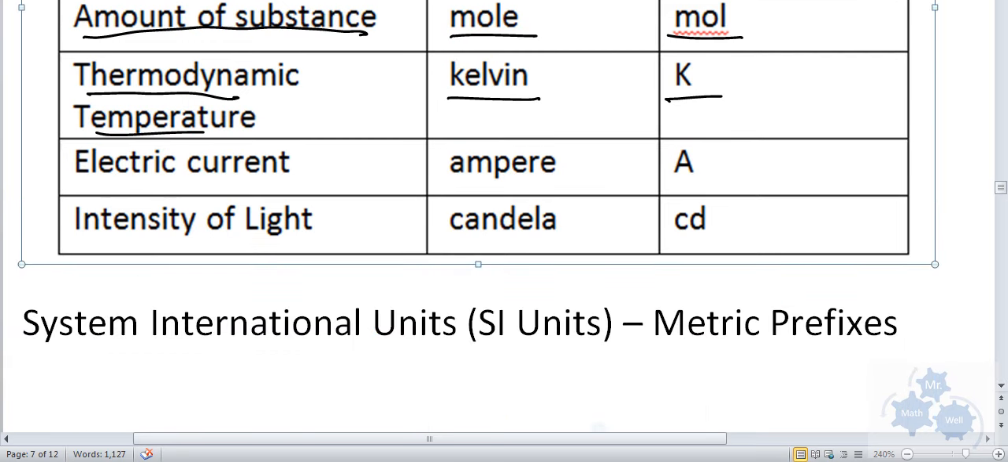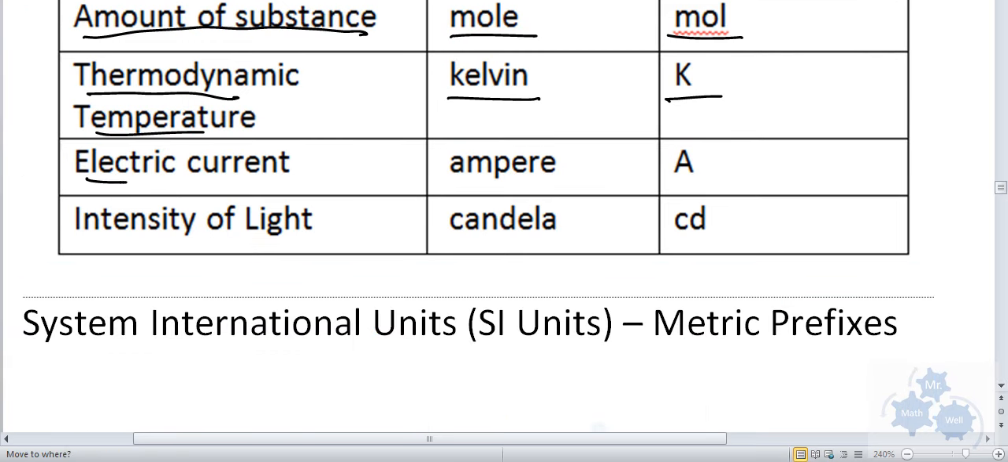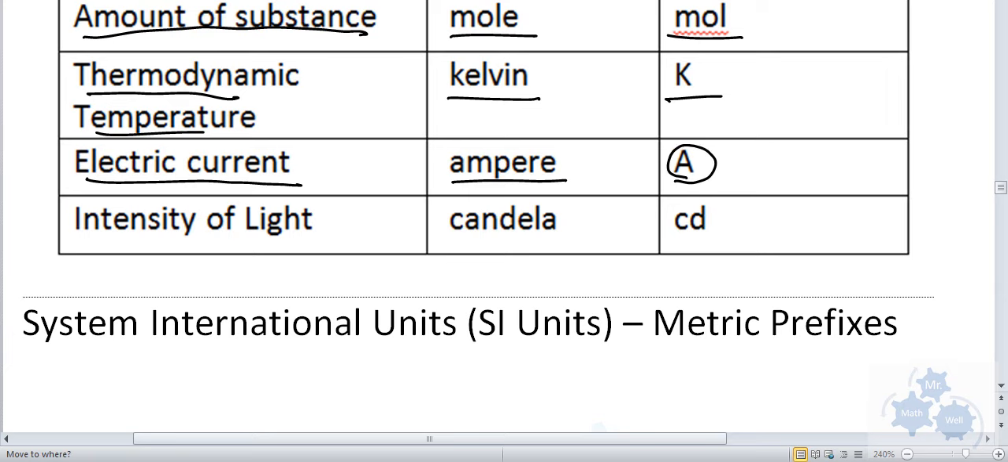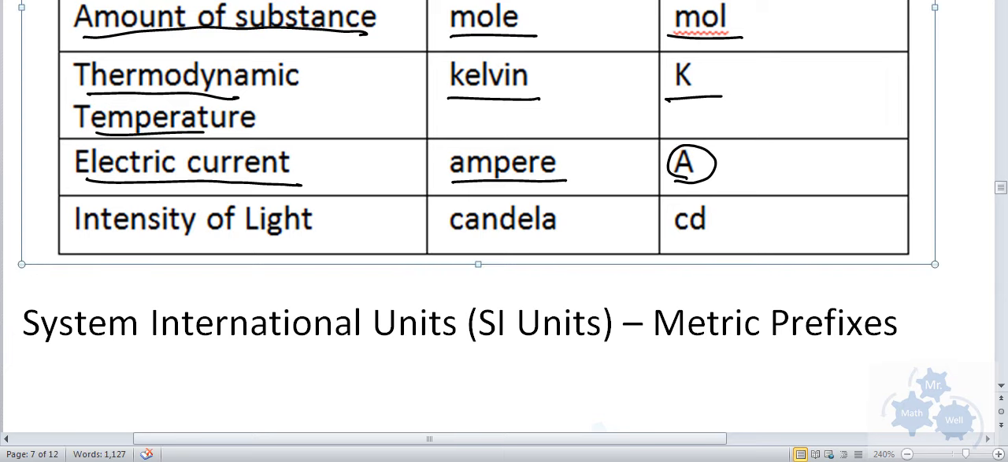Okay, let's just finish up. 2 more things. Electric current, electricity. Okay, the current of electricity, and the standard unit is the Ampere. And it is symbolized by the uppercase A. So of course, when you talk about how many amps this circuit can carry, or what's the amperage going through this light bulb or whatever, we're talking about the electric current.